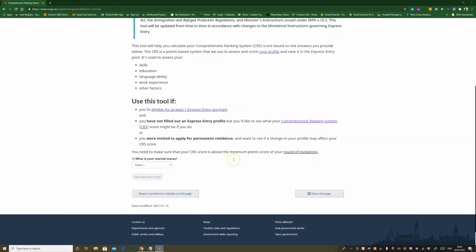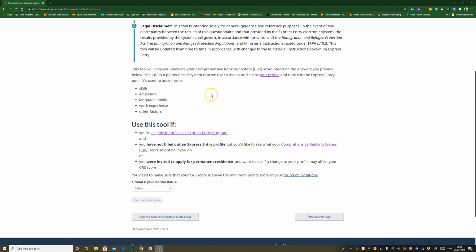You just go to this page and you realize that it says this tool will help you calculate your comprehensive ranking score based on the answers you provide. Below, the CRS is a point-based system that we use to assess and score your profile and rank it in the Express Entry pool. Okay, and they use these 5 categories to assess and determine what your score is based on the answers that you provide.